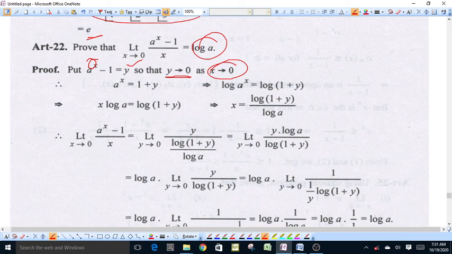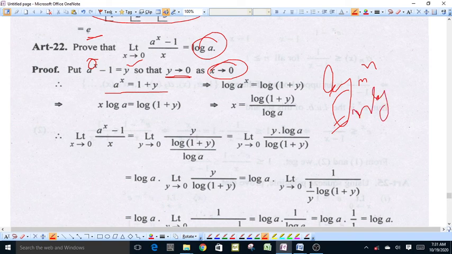From this, a^x minus 1 equal to y, so a^x comes out to be 1 plus y, and log of a raised to power x is equal to log of 1 plus y. This will be equal to x log of a, because the log of m raised to power n is equal to n log of m. So x log a is equal to log of 1 plus y. From this, x comes out to be log of 1 plus y upon log a.